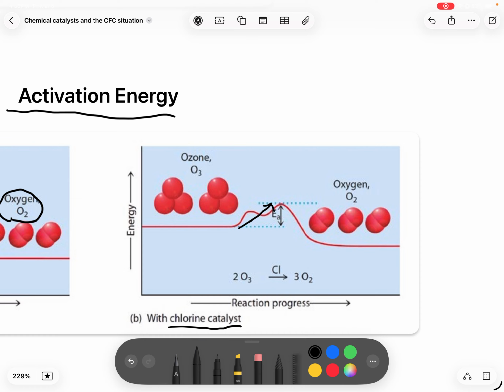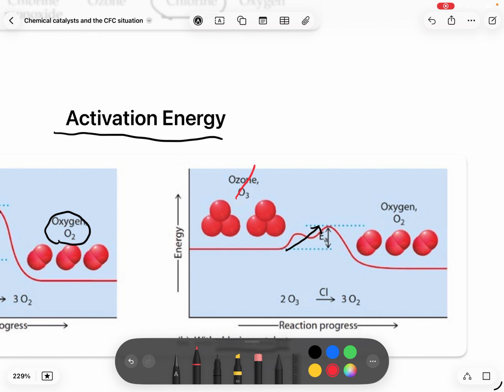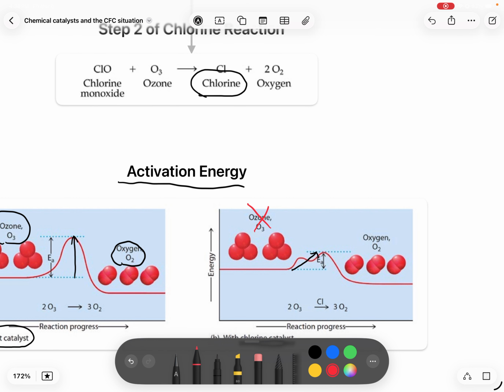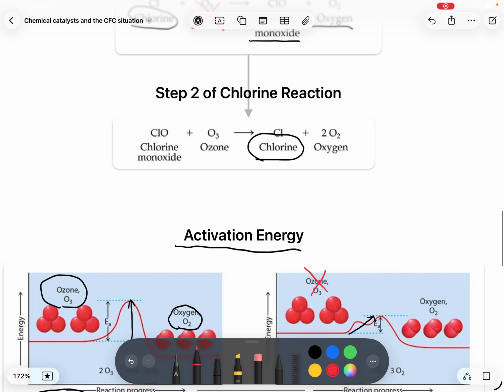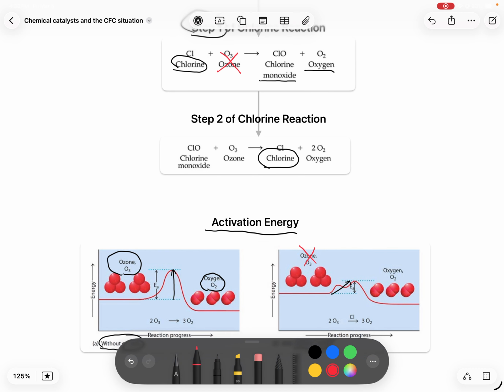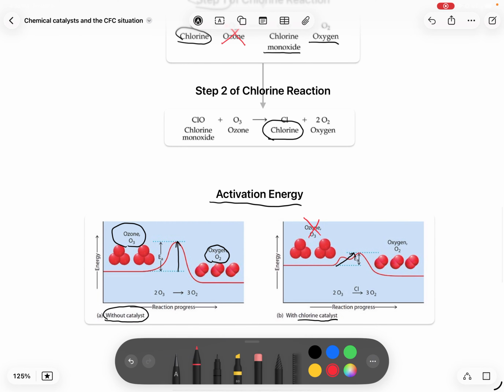As a result of that, you're going to have a significantly increased level of reactions there, and you're going to have a lot more oxygen and a lot less ozone. The ozone levels are going to quickly deplete, which is why you always hear about the hole in the ozone layer, because the chlorine catalyst is going in there and messing up the reactions and just totally taking the ozone out of the picture due to that changed activation energy.